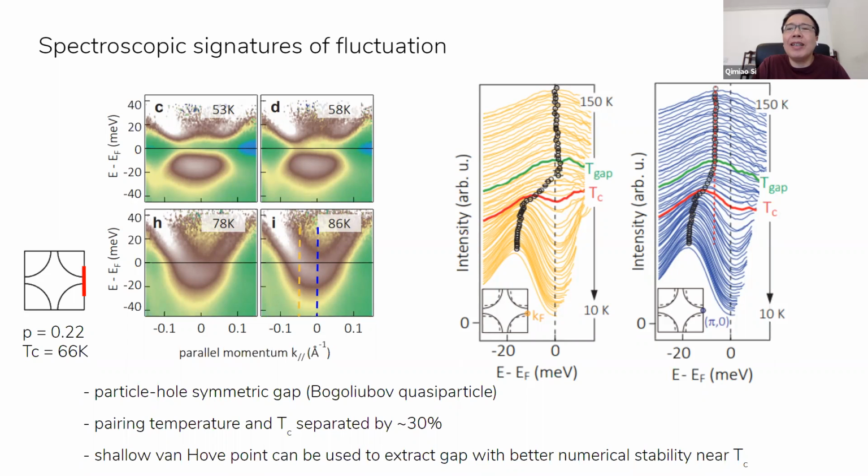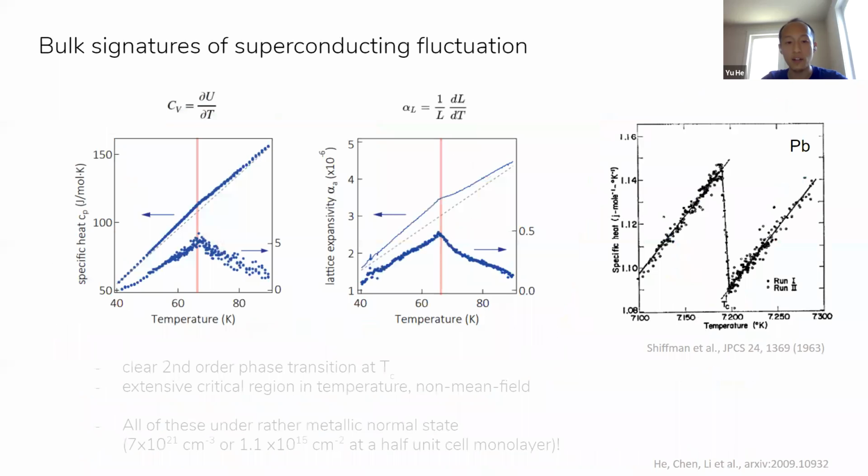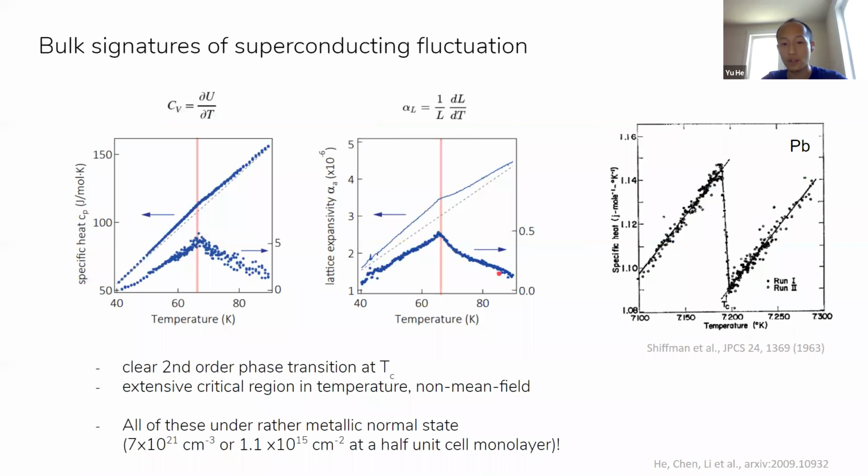Is that the argument? The key is the heat capacity measurement. But your heat capacity measurement is sort of kind of broad, right? Yeah, exactly. That's the point. So heat capacity actually supports the presence of fluctuation.